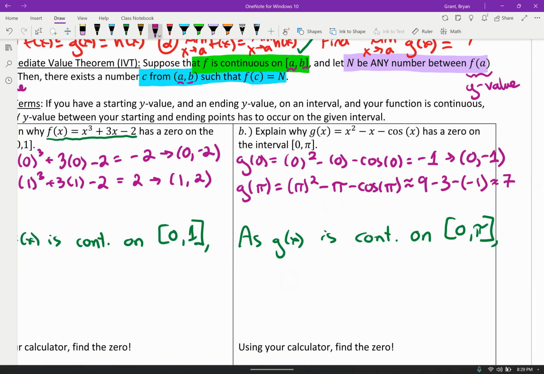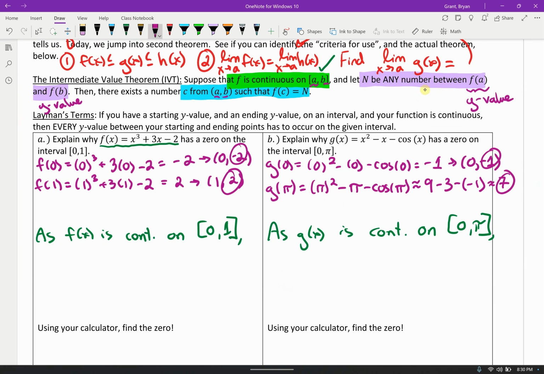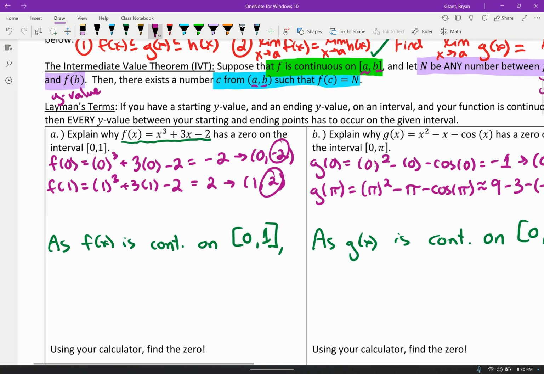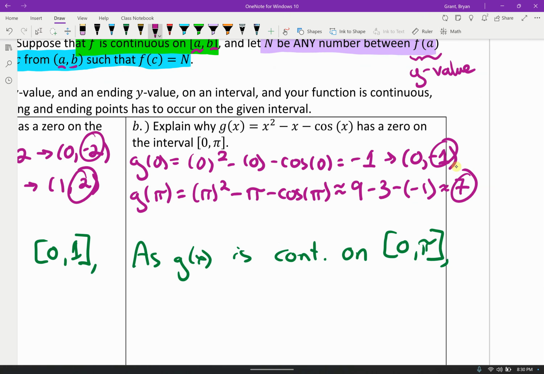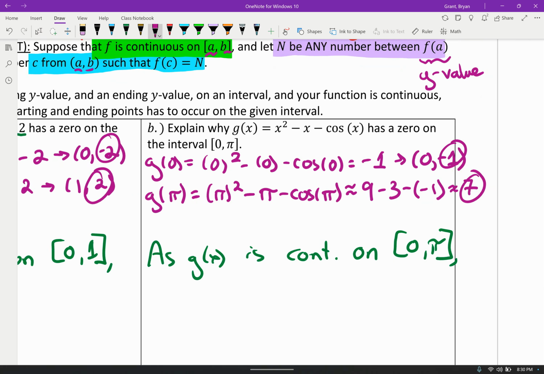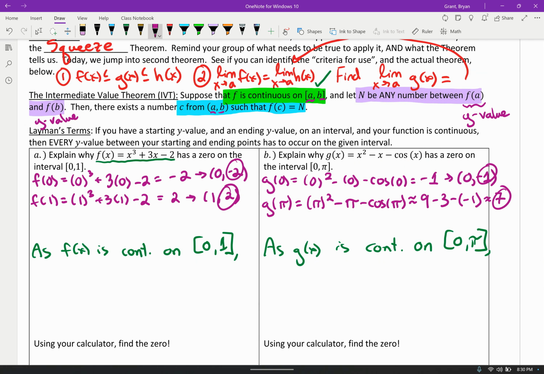So we found the y values of the endpoints, right? Maybe I should do a different circle. We found these y values here. Now they said, let n be any number between those y values. So for a, negative 2 to 2, what are some numbers between those? Well, negative 1, 0, 1, 1.5. And between negative 1 and 7, well, negative 0.5, 0, 1, 2, 3, 3.1, pi is there, e is there, lots of numbers between. Let n be any number between them.